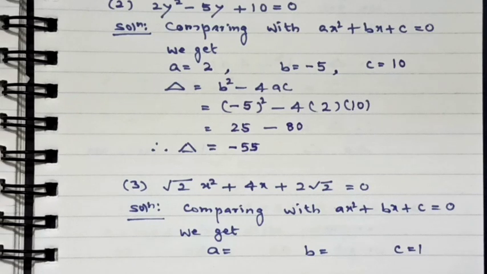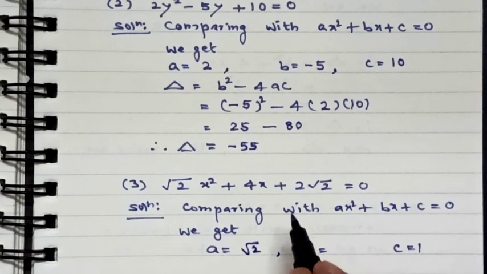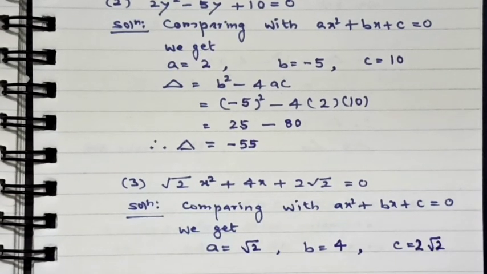Third question, root 2x square plus 4x plus 2 root 2 is equal to 0. You have to find out the value of discriminant. Comparing with ax square plus bx plus c, we get a is equal to root 2, which is the coefficient of x square. Coefficient of x is 4, which is your b, and constant term 2 root 2 is your c. Using these values, you will find out the value of discriminant, that is delta.